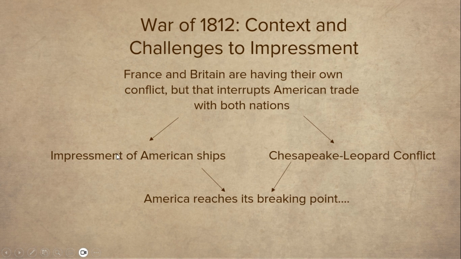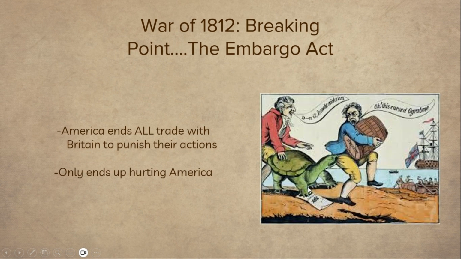And the other issue that we have is the Chesapeake-Leopard affair, where two ships on the American and British side, the Chesapeake and the Leopard, kind of just get into a fight. It's as simple as that, really. And that also heightens tensions. And that's where we reach our breaking point here with the Embargo Act. What the Embargo Act does is cease all trade with Britain. It was primarily meant to punish Britain for messing with America. They're going to cut off that whole resource chain.